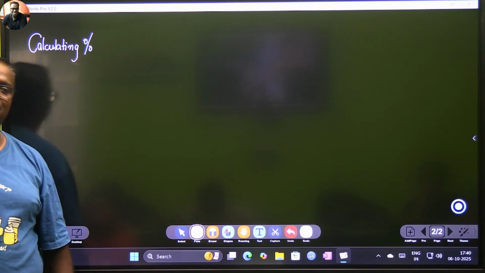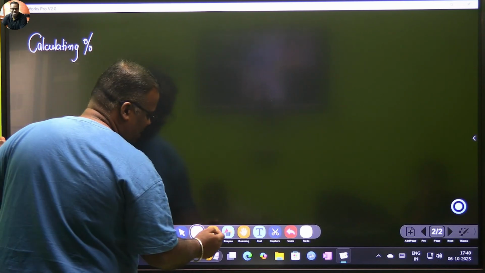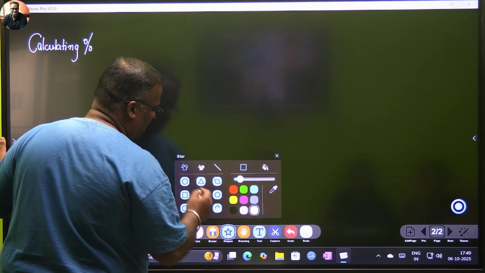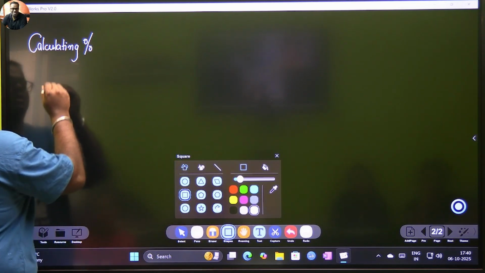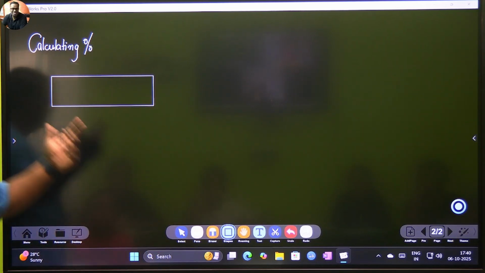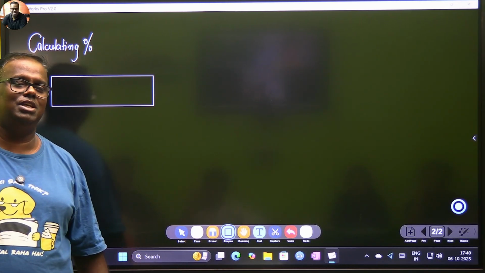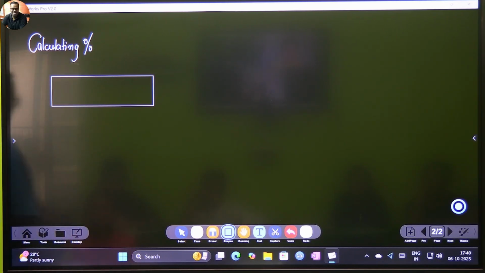Calculating percentages. Let me take a very simple example first to make you understand the basics about percentage. Let's say this is a Dairy Milk bar. As usual, there are two siblings in the house, so the parents will always say make it half, make it half, right?